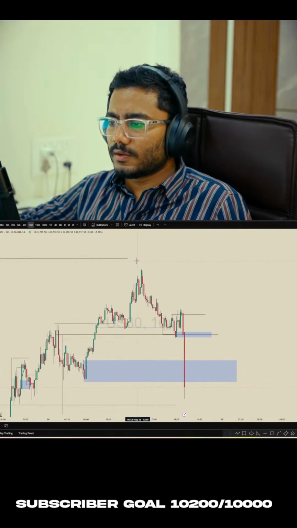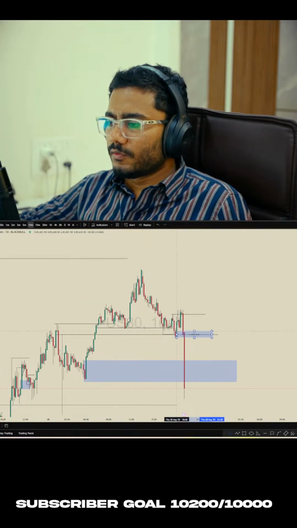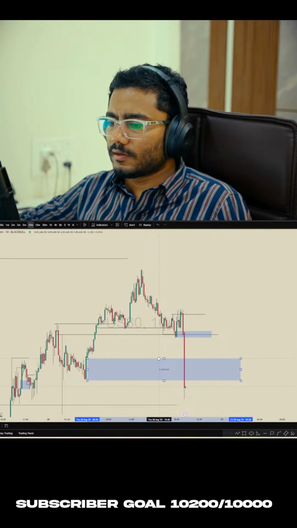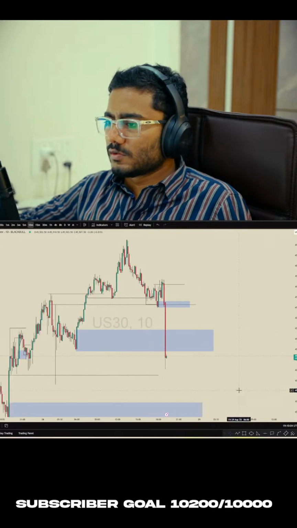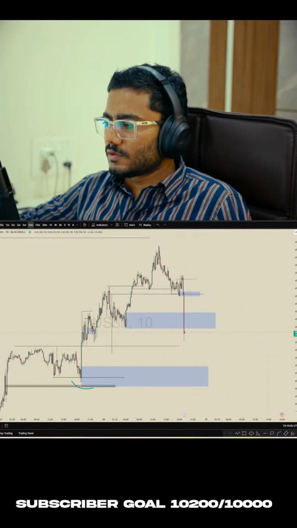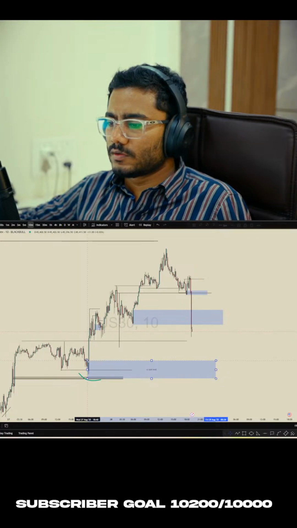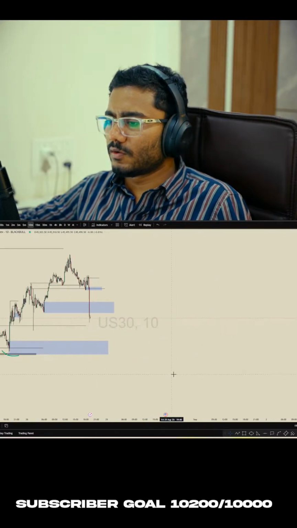So on US30, I was waiting for price to react, but it did not give us any engulfing. Same thing over here. It didn't react. So right now we have only the third area, which is below this low. So this is where we look for buy side entry on US30.